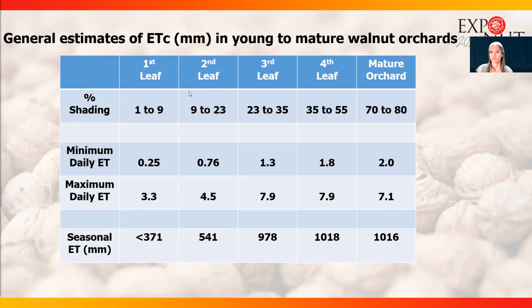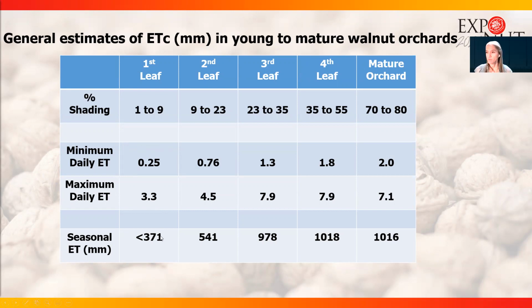This table shows for different ages of walnuts what you would expect in terms of the percent shading, which indicates the root zone coverage relative to the planting area and the irrigation system wetting footprint. And then the minimum daily evapotranspiration and maximum daily evapotranspiration that would be expected for a tree of that age. And then the corresponding seasonal ET, the cumulative seasonal ET.